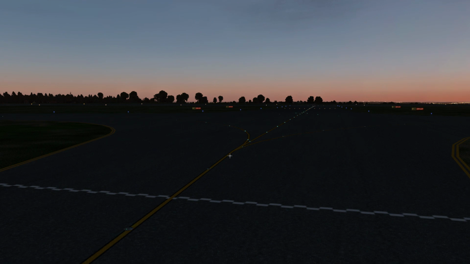I am now in X-Plane 11, which is where I'm going to be doing the lessons from now on, hopefully. At least most of them, and this is a good time to actually use one of the features of X-Plane 11 to do today's lesson. And today's lesson is going to be all about night flying, and specifically we're going to be looking at the lighting systems at an airport.